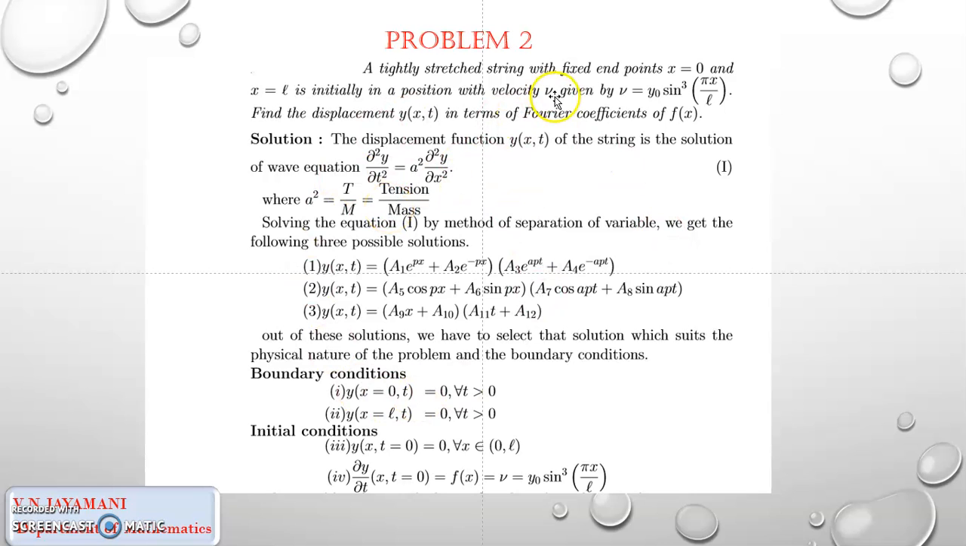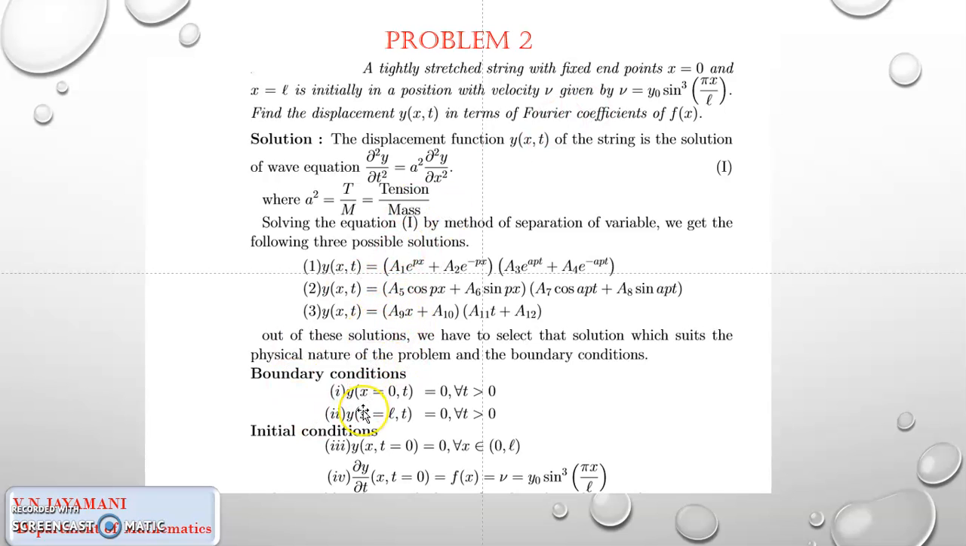Listen. So here the length of the string is given, x equal to 0 to x equal to L. And initially the velocity is also given, v is equal to y naught sin cube pi x by L. So here the initial velocity is also given, therefore it comes under the non-zero initial velocity problem.